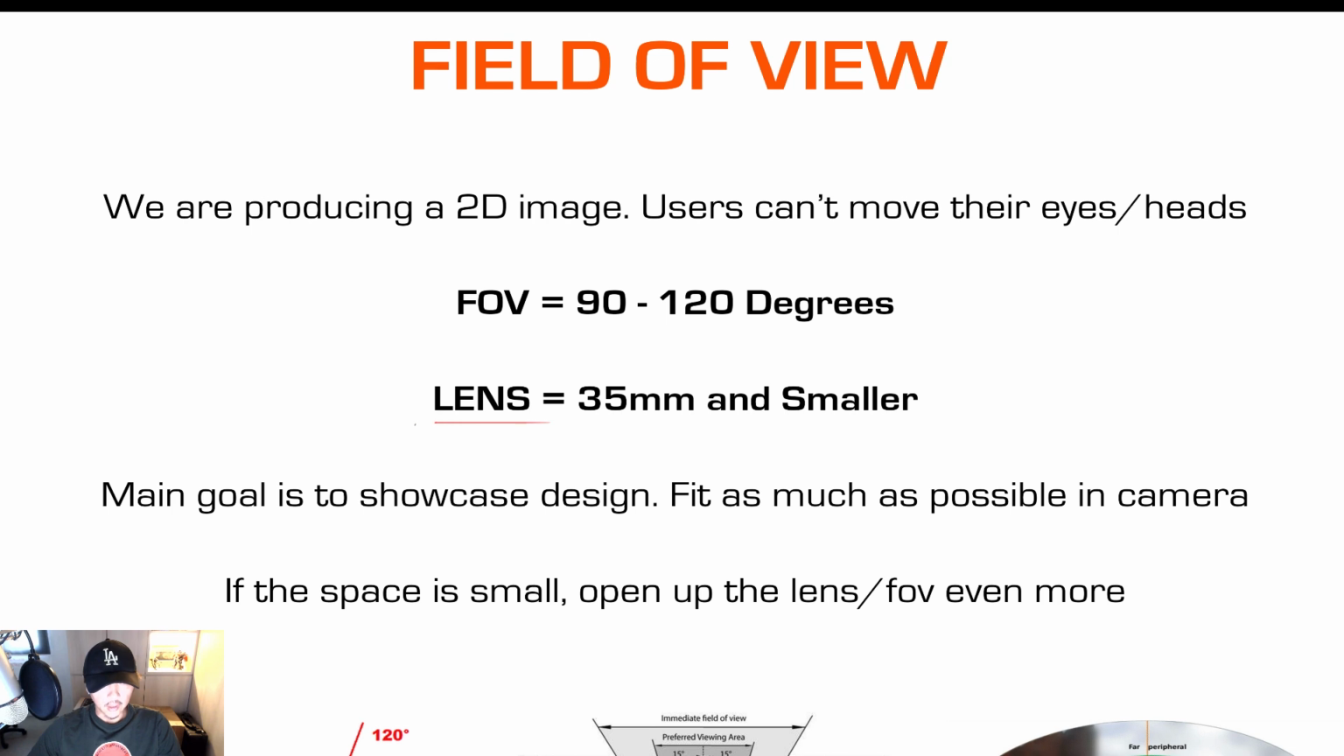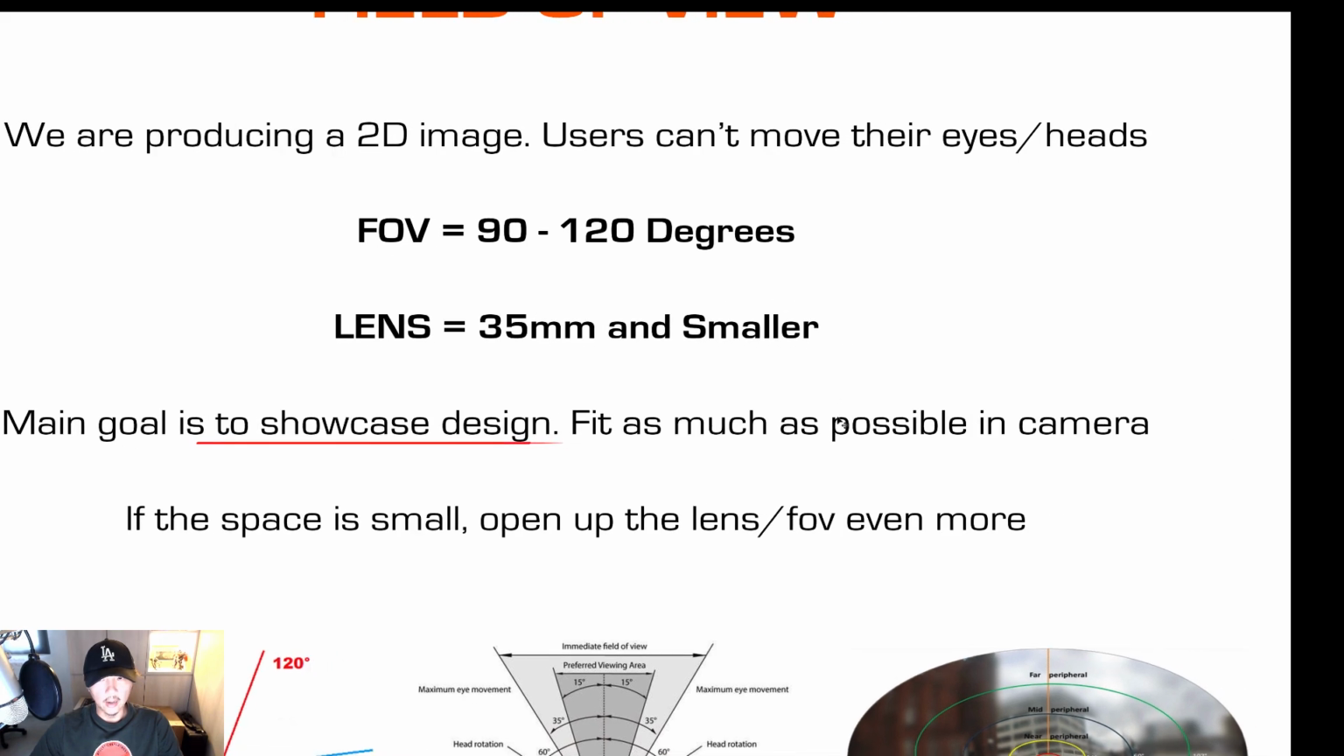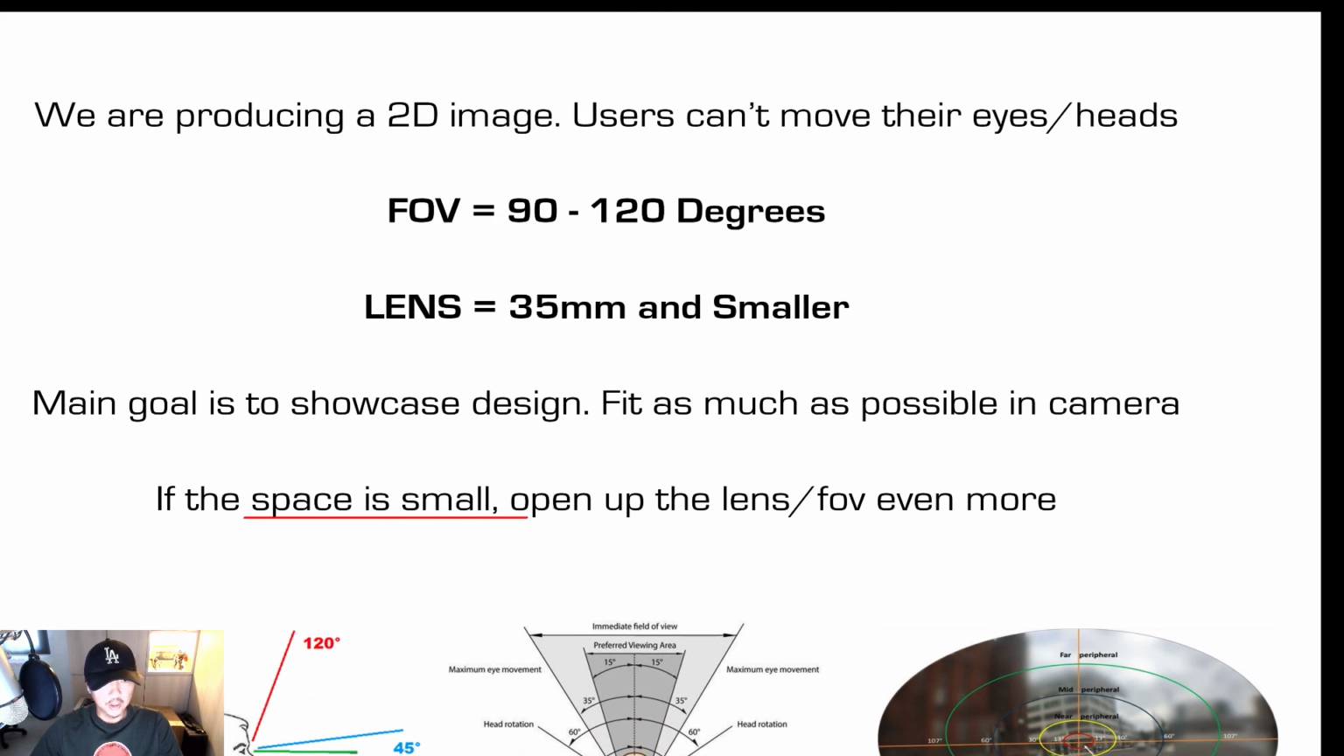For a lens, for those who do photography, something at 35mm and below works well. Sometimes you could even go as far as an 8mm lens. That's a very small focal distance, but a very wide angle. It gets into almost a fisheye lens in that case, but it works for certain things. Because our goal is to showcase the design, we want to fit as much as possible in the camera. If the space is small, we want to open up the lens or the FOV even more.